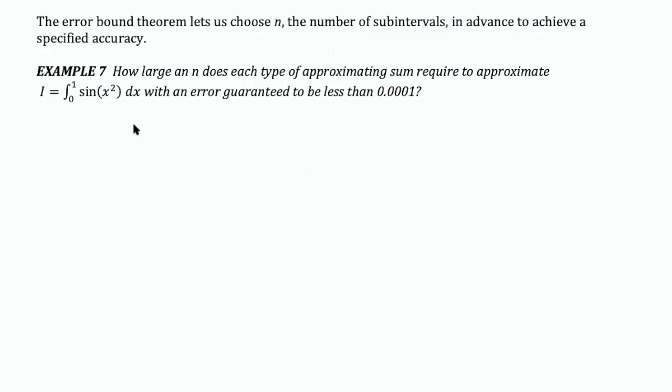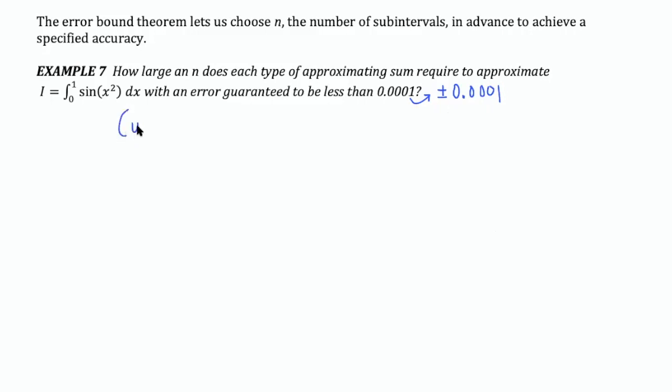So example 7 from your book says, how large an n does each type of approximating sum require to approximate this integral with an error guaranteed to be less than 0.0001? And I will just note here in the homework exercises, you're going to see they'll give you an error of plus or minus 0.0001. We don't have to worry about doing anything different for the positive or the negative. It's just saying you can be above by this much or below by this much, and we throw in the absolute values, and that takes care of that anyway.